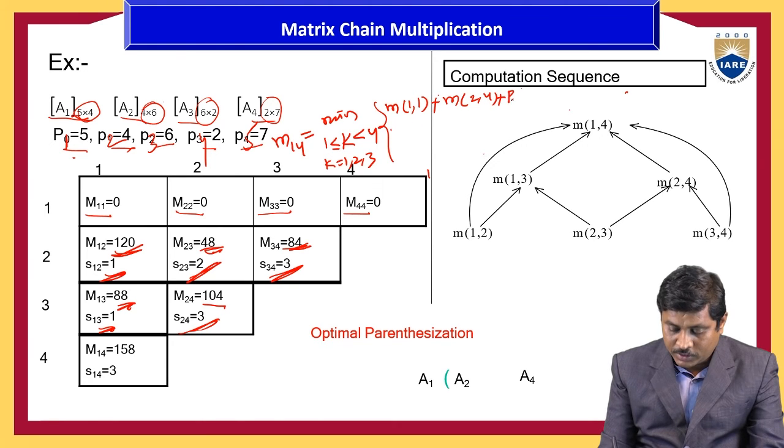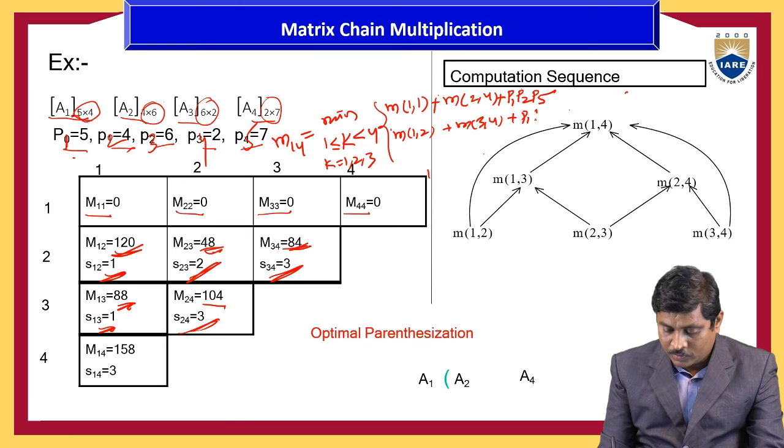plus P1, P2, P5. M of 1, 2, M of 3, 4, P1, P3, P5. M of 1, 4, 1, 3, M of 4, 4 plus P1, P4, P5.